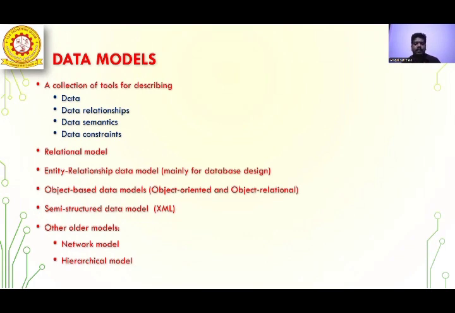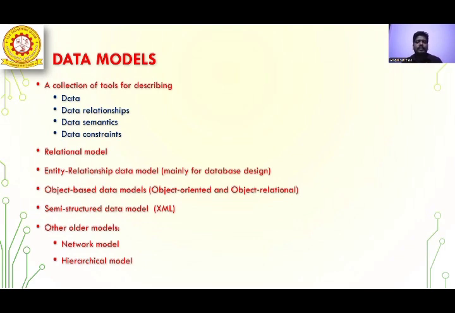In relational data models, data is stored in tables. The tables contain rows and columns. This is the most widely used model nowadays. And the second one is entity relationship data model. It is mainly used for database design. So it represents entities and relationships. The third model is object-based data model. It supports object-oriented features like classes and inheritance.